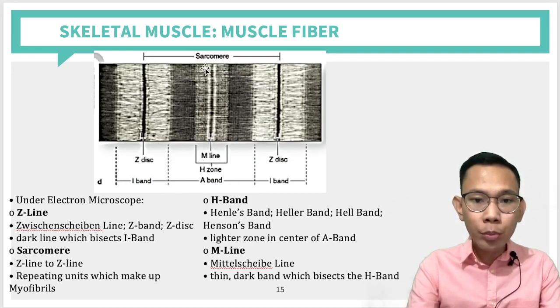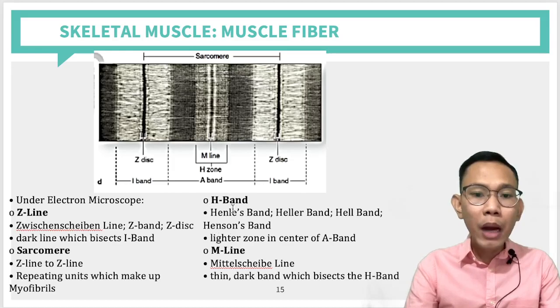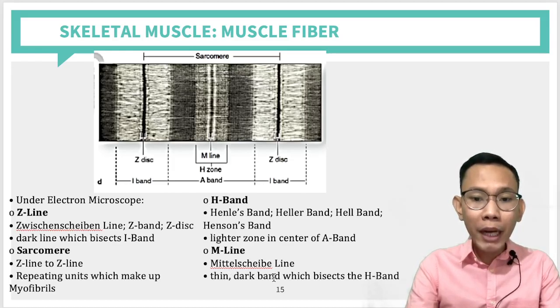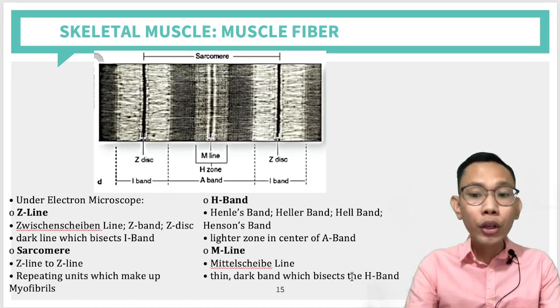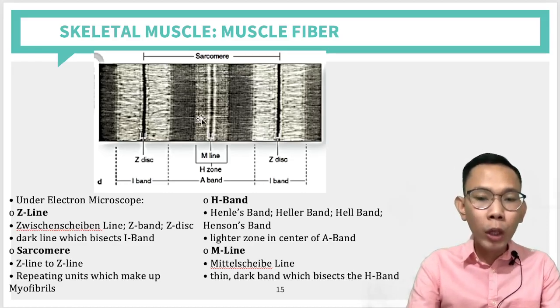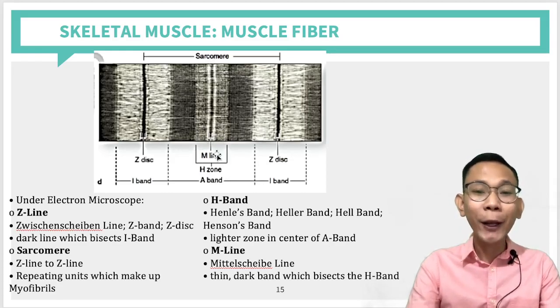So this is now your H band or your H zone. Next, how about your M line? Your M line is a thin dark band which bisects your H band. So again, what bisects your H band? It is your M line. I hope that is clear.